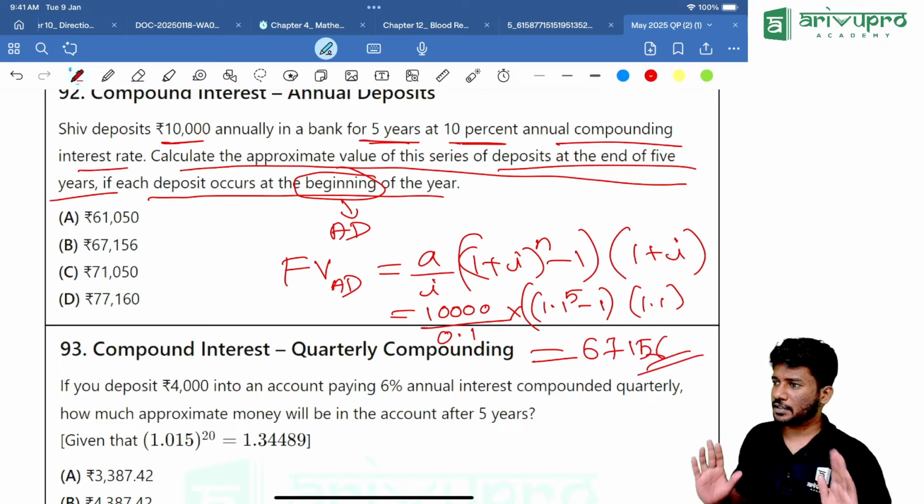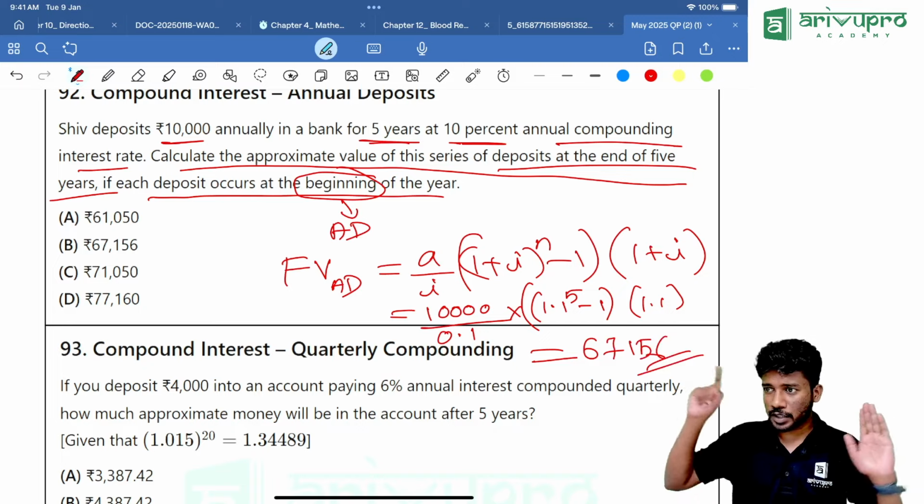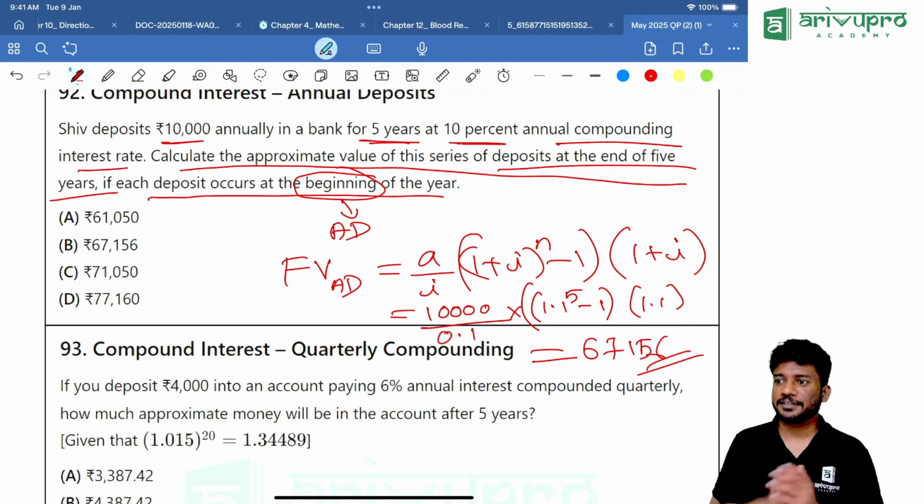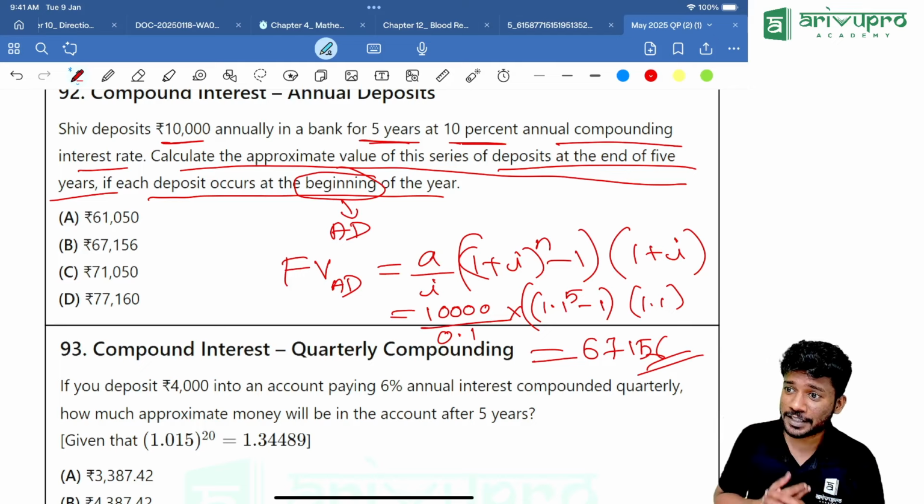Are you guys trying? I'm not hearing too much calculator sound. Aditya, are you trying? You are not trying? Yes, I'm seeing you. I can see you.